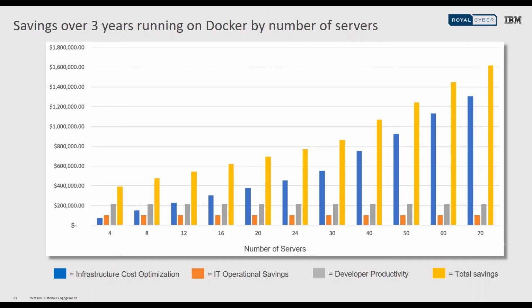And going forward over a period of 3 years, depending upon how many servers you're currently using on-prem or cloud, it tells you exactly what the total amount of savings is if you move to Docker. So if you're sitting on 4 servers, you can save up to 400,000 in 3 years. So it's exponential. If you are losing too much money in infrastructure right now, you definitely need to look into how you can save money by moving to Docker.